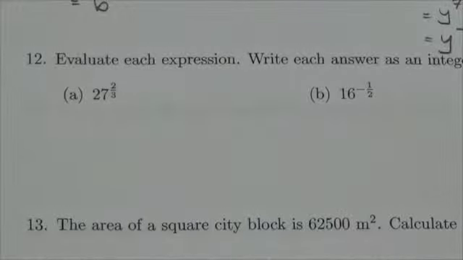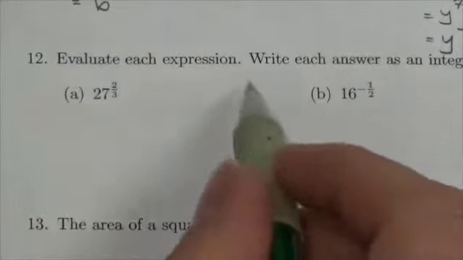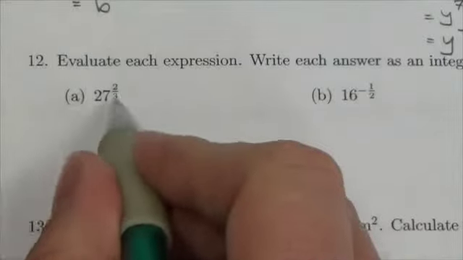Hi everybody, this is the Math 10C Exponents and Radicals Review Package. This is short answer 12. Evaluate each expression, write each answer as an integer or a fraction. Okay. All right, 27 to the 2/3 here.